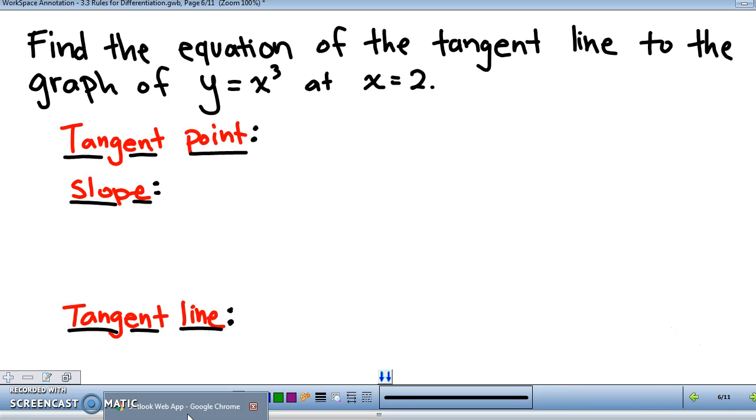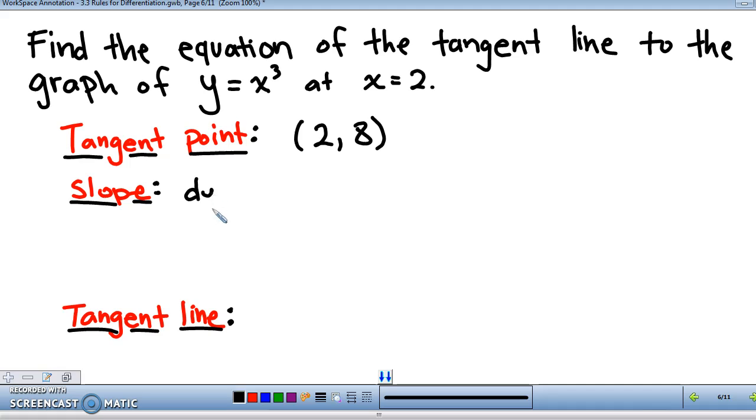So the beauty of these rules is now we can go ahead and solve a problem like this, something that would take you quite some time using the limit process. We can do it in a fraction of the time by just applying these rules. So tangent point. If it says find the equation of the tangent line to the graph of y equals x cubed at x equals 2, well, if x equals 2, that means y is equal to 2 cubed. So we get 8. The point that we're talking about is (2, 8). Now the slope is just the derivative.